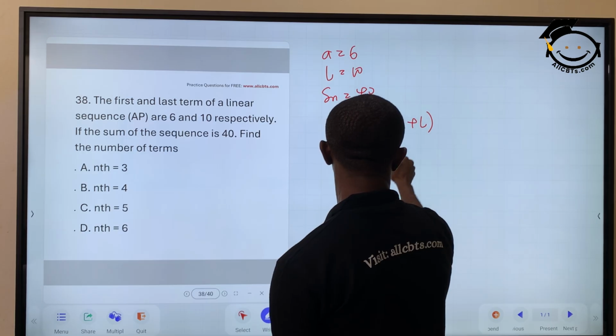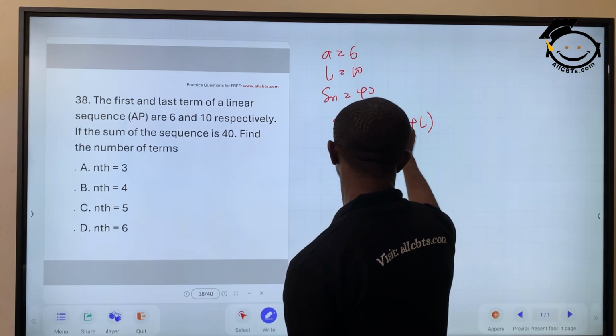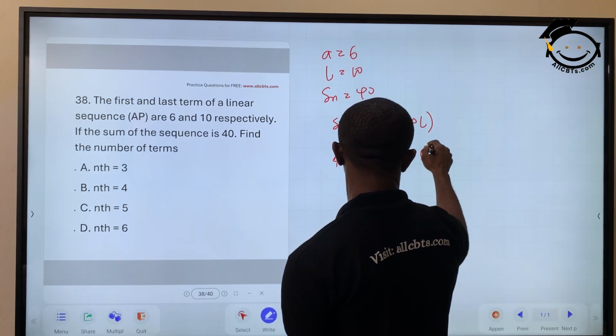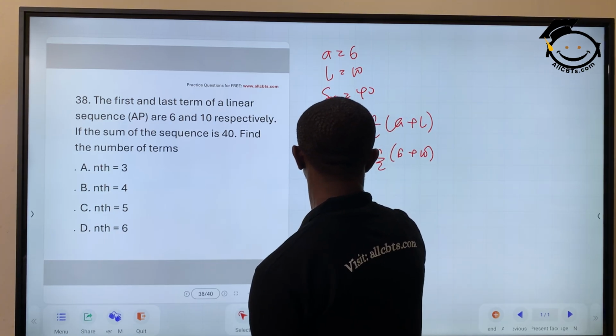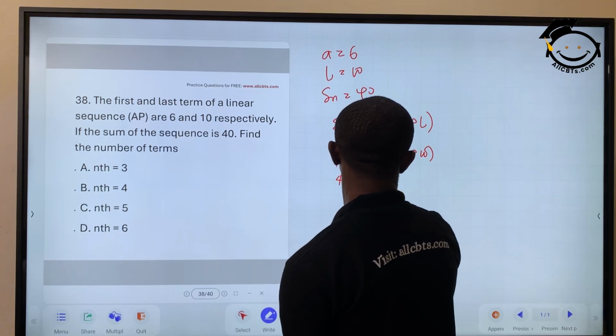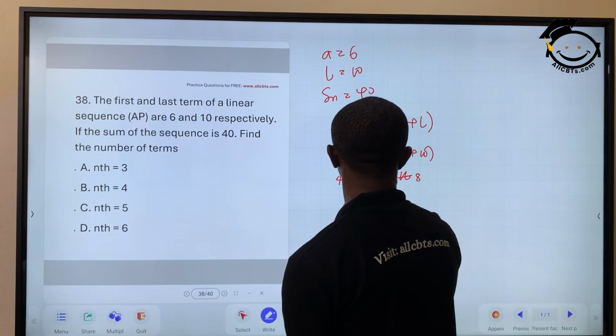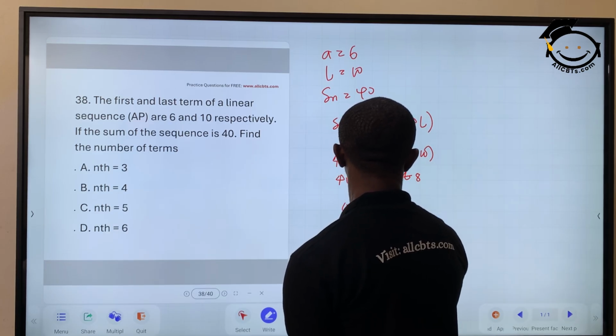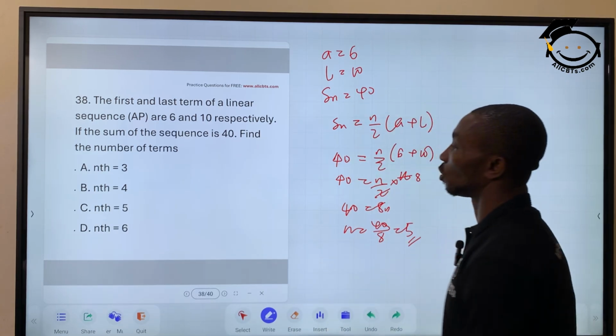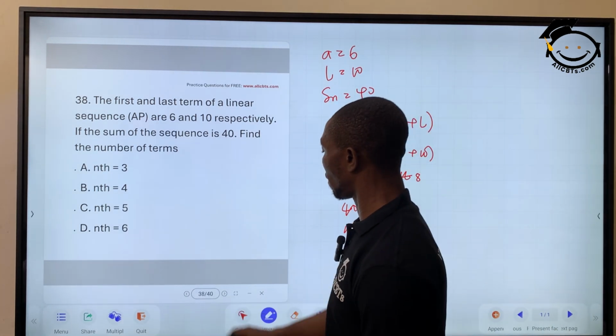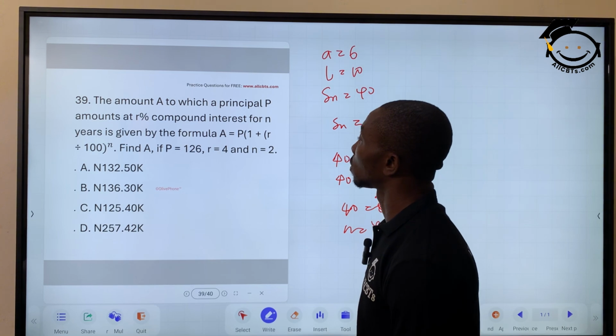equals n over 2 bracket 6 plus 10. Okay, 40 equals n over 2 times 16. This cancels this, leaving us with 8. So 40 equals 8n, n equals 40 over 8, which is 5. So the number of terms are 5. There are 5 terms in the sequence.